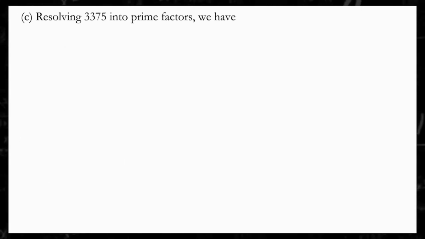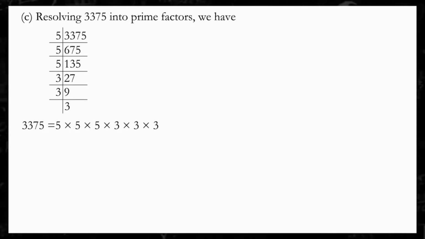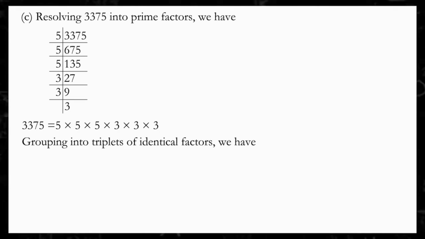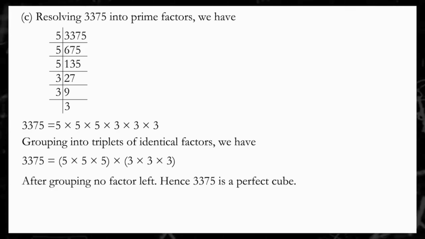C. Resolving 3375 into prime factors, we have: on dividing 3375 by 5, we get 675. On dividing 675 by 5, we get 135. On dividing 135 by 5, we get 27. On dividing 27 by 3, we get 9. On dividing 9 by 3, we get 3. 3375 is equal to 5 into 5 into 5 into 3 into 3 into 3. Grouping into triplets of identical factors, after grouping, no factor is left. Hence, 3375 is a perfect cube.